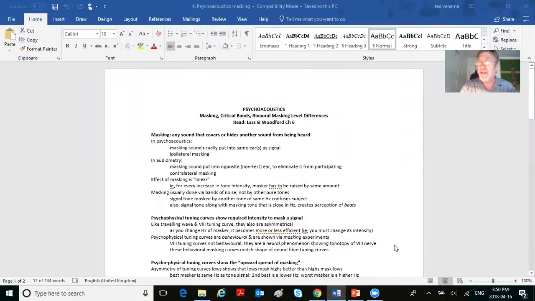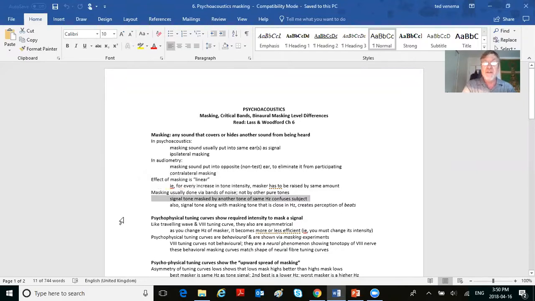So masking in experiments is usually done by what we call narrow bands of noise. Otherwise, it's hard to tell the masker from the maskee. It's hard to tell the tone from what the masking sound is. So if the tone is beep, the masking noise is going to be different, so you can tell the difference between the two. That's why it says here, masking is usually done by bands of noise, not by other pure tones. A signal tone masked by another tone of the same frequency would confuse the subject.